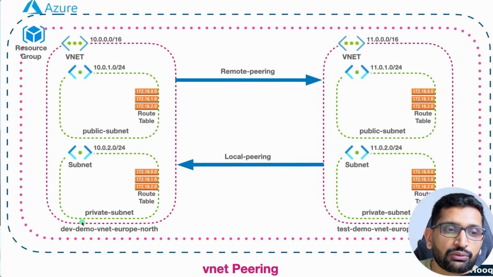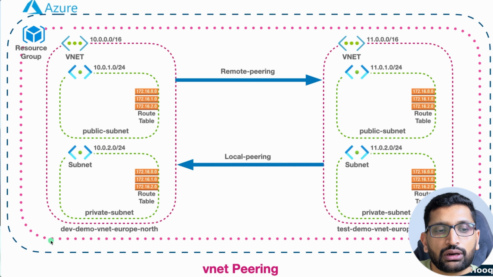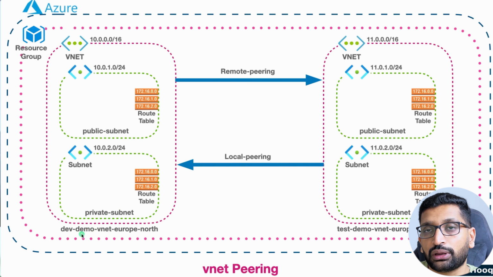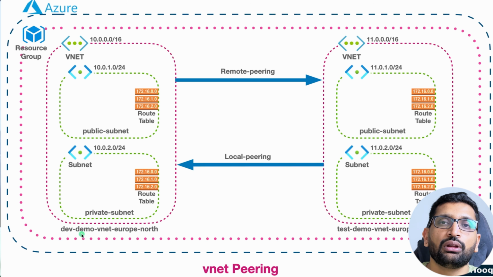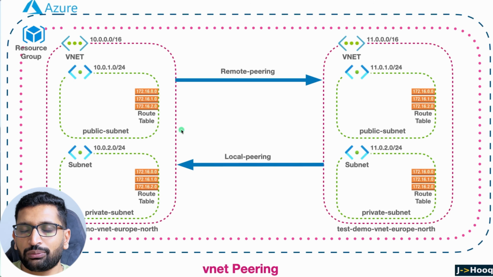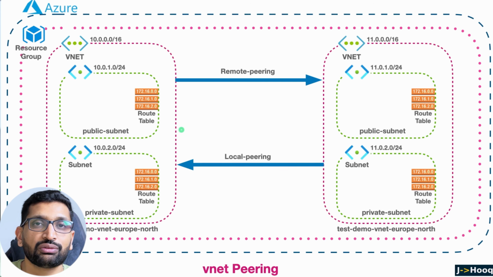But in another way, if you are starting the peering from a dev demo VNet, then the local peering will belong to dev demo VNet. So it just depends upon what VNet you are sitting on and from where you are going to create the peering. Okay, let's not complicate this concept. It's really simple. Let's jump to the Azure portal, and it will make more sense once we start creating this peering.